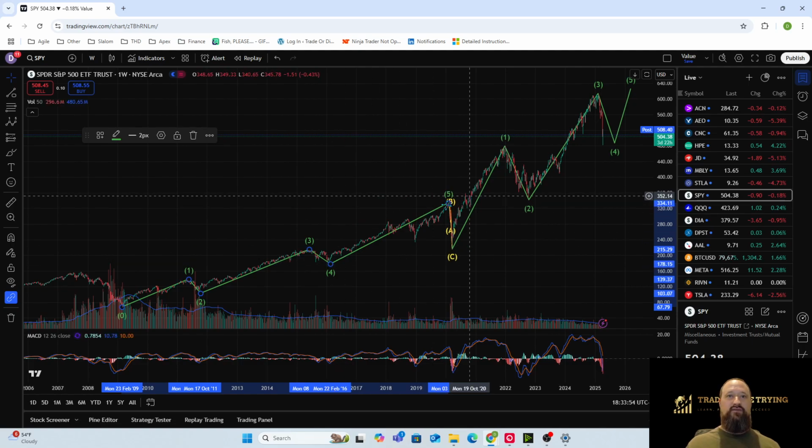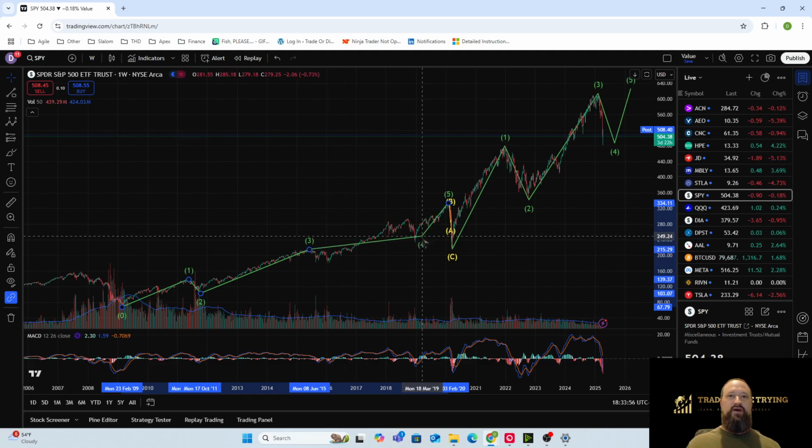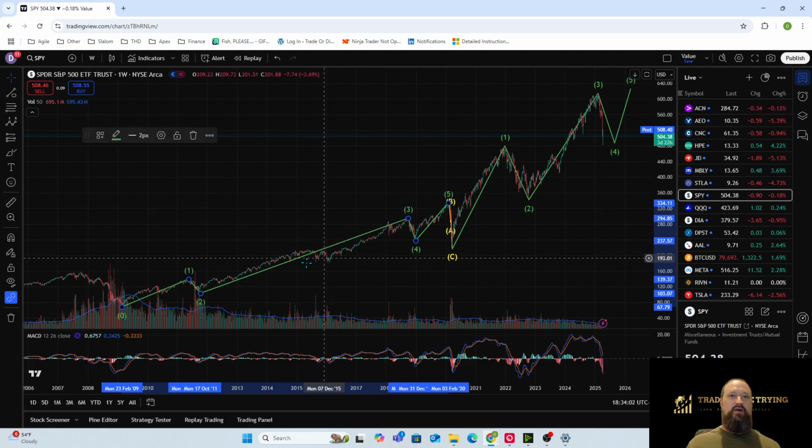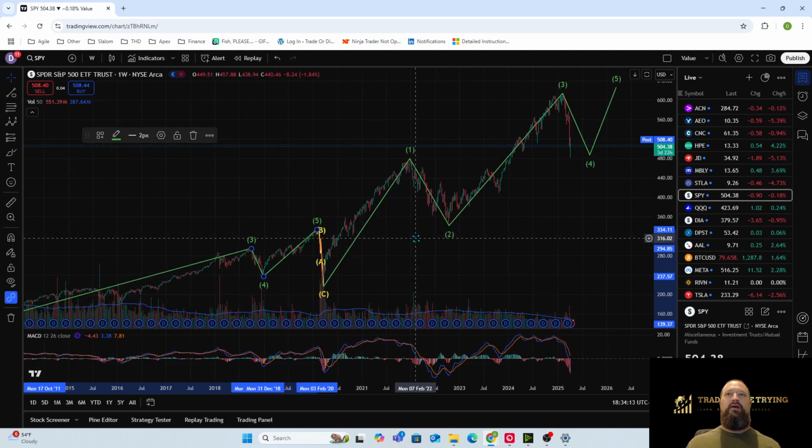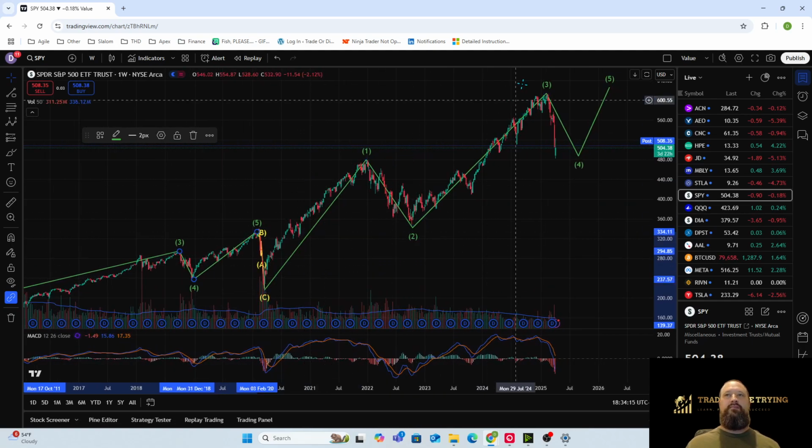This could be wave 5 here, or you could say your wave 5 is there. Either way, even if you had this section being your wave 4, that's more complex than wave 2, it still meets the rules. Okay, so that's currently what I'm seeing. Okay, the nice thing about this is that we still see some impulse taking place in the market.